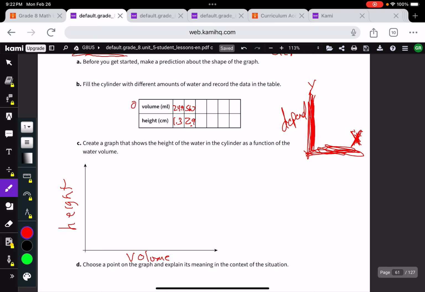I guess I should have said, if I really wanted to, my initial one, I should have said when the volume is 0, the height is 0. That's always a worthwhile piece of information, just because that is, if you remember, proportional, it always starts at 0, 0.